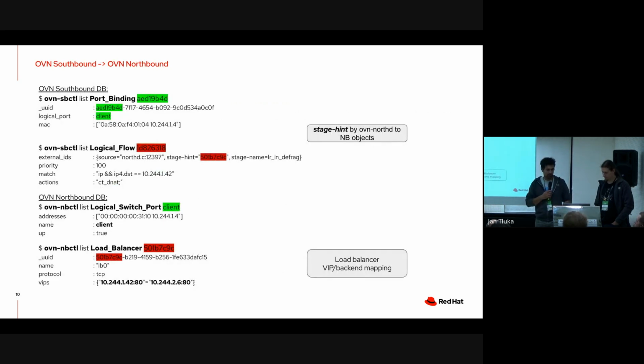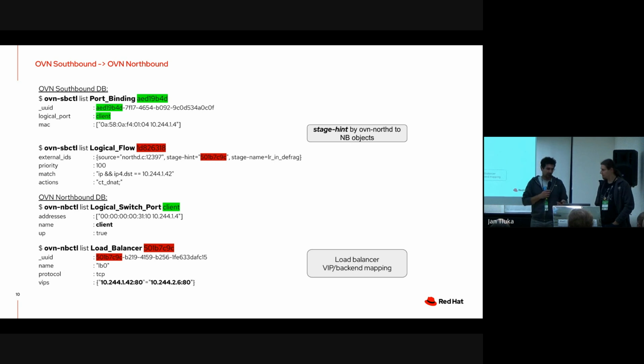And we can go further. In the southbound database, OVN northd also adds hints. They're called stage hints. So we actually have a mapping from the southbound to the northbound database. For ports, it's kind of one-to-one. Port binding and logical ports have the same name, so that's easy. But for logical flows, we need that stage hint to figure out the northbound entity that created the flow.